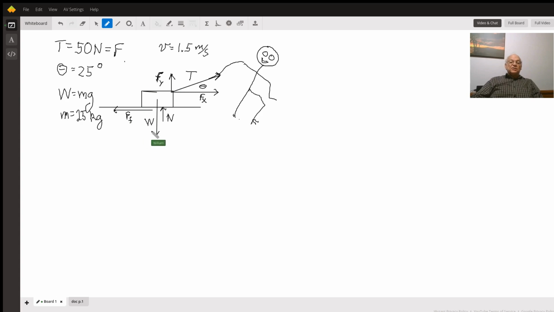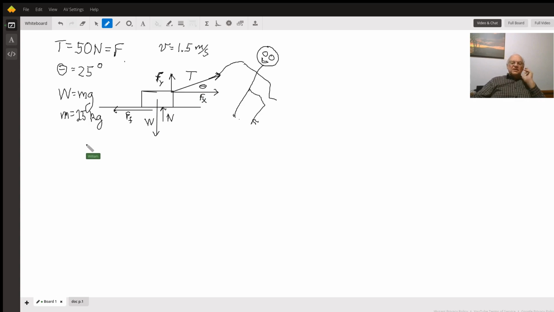In the Y direction, we have the weight pulling down. We have this tension pulling up a little bit. That makes the normal not equal to the weight, which is different than some problems because when you have no angle here, an angle of 0, then you have the weight and the normal being the same.